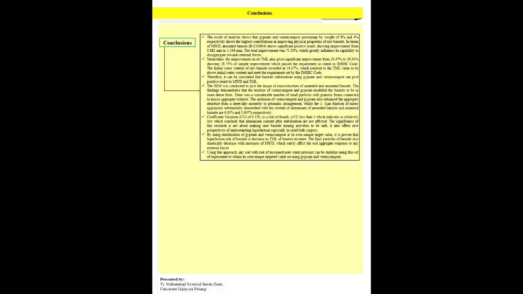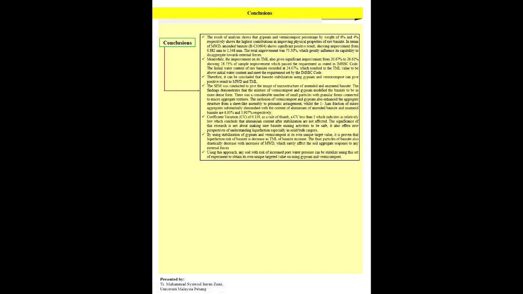As for the conclusions, the results of the analysis show that gypsum and vermicompost at percentages by weight of 6% and 4% respectively show the highest contribution in improving the physical properties of raw bauxite. In terms of MWD, amended bauxite C10604 shows significant positive results, showing improvement from 0.882 mm to 1.548 mm. The total improvement was 75.50%, which greatly influenced its capability to resist disaggregation towards external forces.